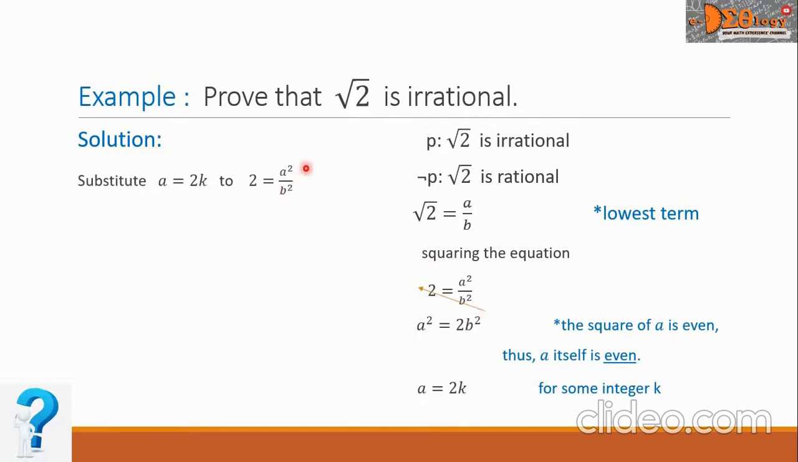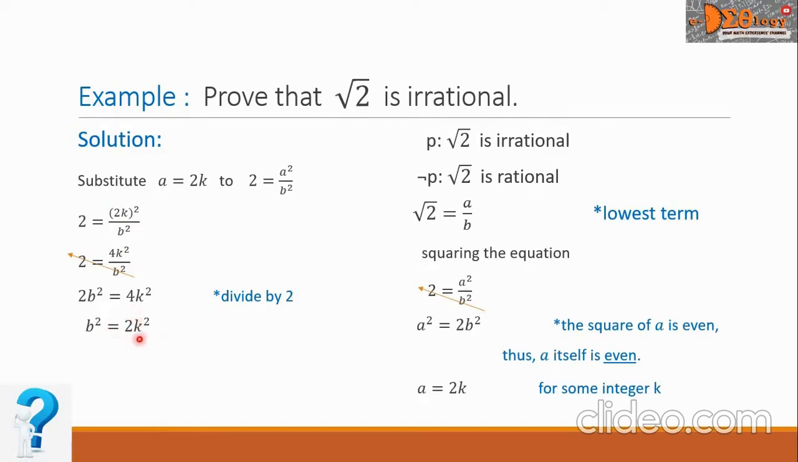The 2 equals a square over b square. This equation now becomes 2 equals the square of 2k over b square. The square of 2k becomes 4k square. Now let us cross multiply b square with the constant 2 on the left side. So we will have 2b square equals 4k square. Let us divide this equation by 2. So we will get b square equals 2k square.